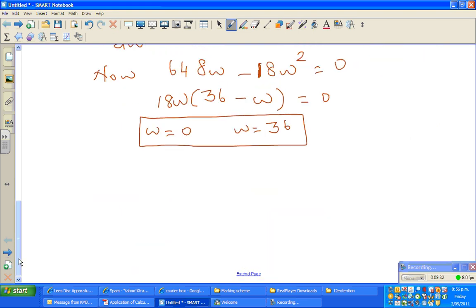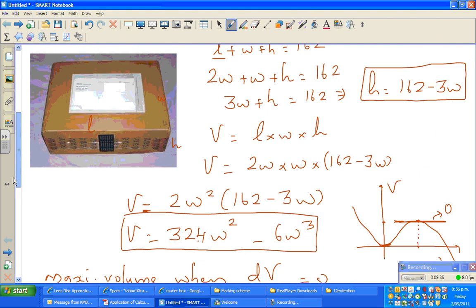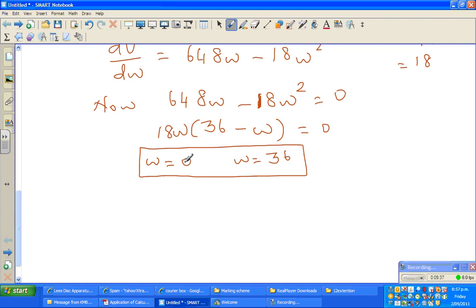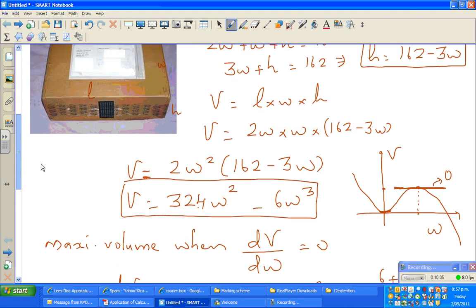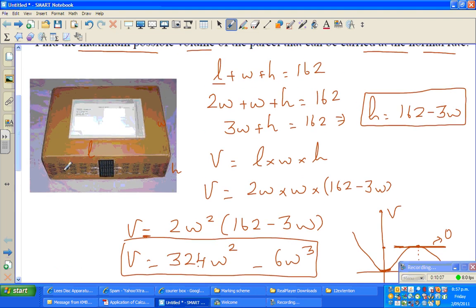So the question is, what's the maximum volume? We know now W has to be greater than 0, which implies W has to be less than 36. So L is 2 times W, which is 72, because L is 2W. That's the condition. And what is H? H is 162 minus 3W.